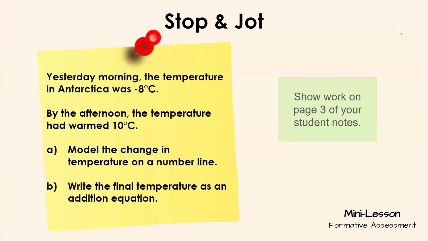Okay, for formative, we're going to do a stop and jot. There's a sheet on your guided notes for you to write down your answer. Yesterday morning, the temperature in Antarctica was -8 degrees Celsius. By the afternoon, the temperature had warmed 10 degrees Celsius. A, model the change in temperature on a number line. B, write the final temperature as an addition equation. Pause the video as needed.